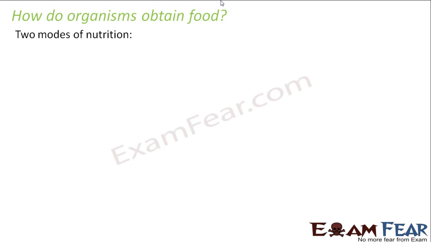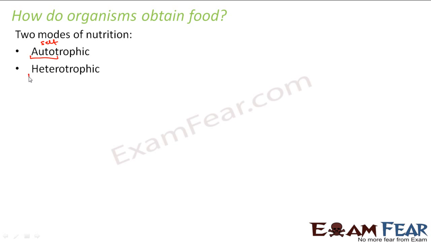So there are basically two broad classifications of modes of nutrition. The first is autotrophic and the second one is heterotrophic. Now what is autotrophic? The word auto itself means self. So autotrophic means the organism will prepare its own food. So it is self-dependent. The organism will not depend on anybody else for its food. Similarly, heterotrophic. Hetero means others. So these kinds of organisms will depend on others for their food.